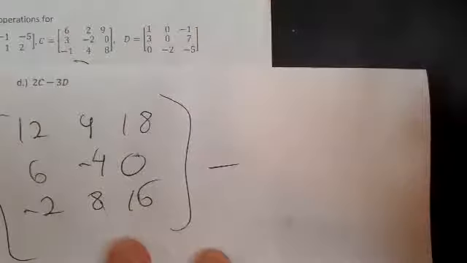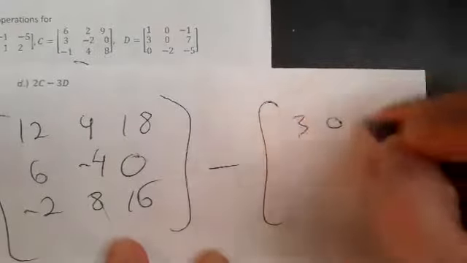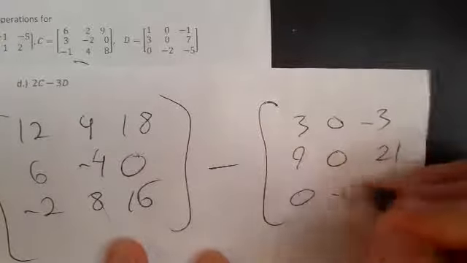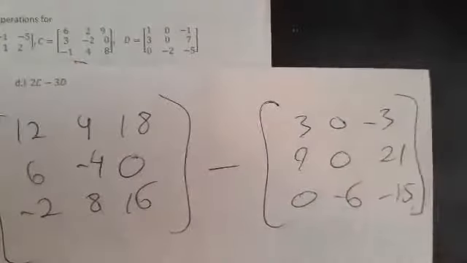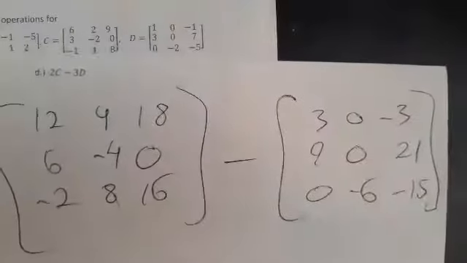Now I want to do minus 3D. That gives 3, 0, minus 3, 9, 0, 21, 0, minus 6, minus 15. And I guess I didn't distribute the negative. I just kind of went with it. So I have to subtract entry by entry. I guess you get a flavor of each one of them.